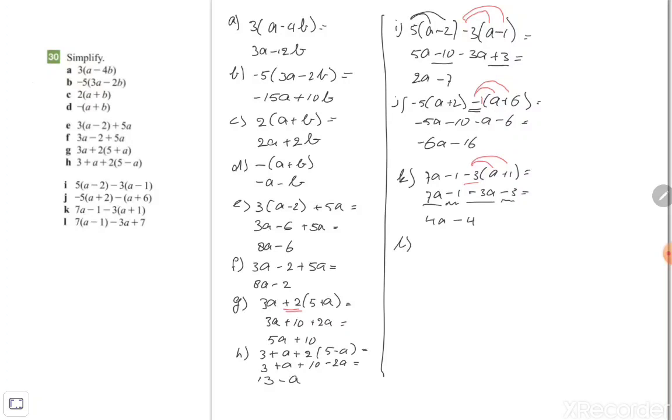Then the last one, L. 7 times (A minus 1) minus 3A plus 7. 7 times A is 7A, and 7 times minus 1 is minus 7. And we're going to copy the rest of the exercise. And now we need to find the equal terms. 7A minus 3A is 4A, and minus 7 plus 7 is just 0. You can leave the 0 because 4A is just the answer. And those are the answers from exercise 30.